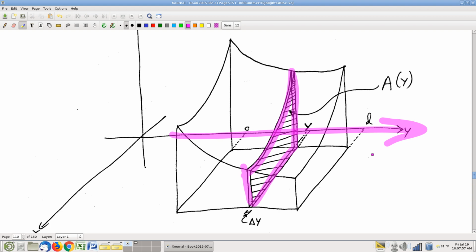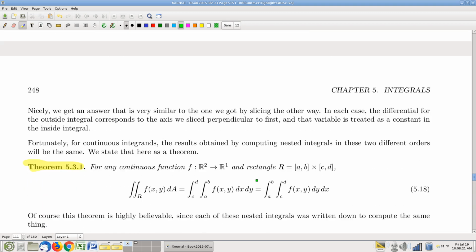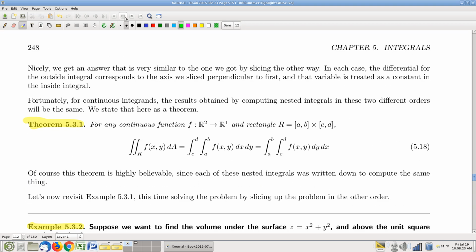That means that for the inside integral, x is going from a to b in this case. Y is the variable that's being treated as a constant for the purposes of computing this cross-sectional area. All the roles are kind of reversed. So think through the details, look at the pictures, try to draw the pictures yourself, etc. And here's the nice punchline.